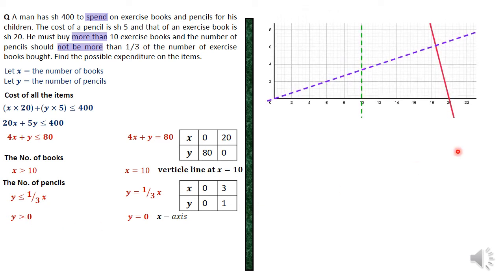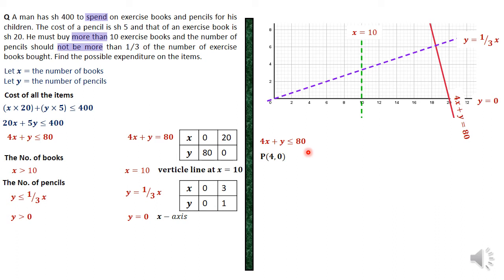So before us we have the Cartesian plane with the lines drawn. We have the lines x = 10, 4x + y = 80, y = 0, and y = (1/3)x. Now we're going to shade to find out all possible expenditure for the items. And so the first one, 4x + y ≤ 80. What does that mean? We're going to look for a point where we want to shade so that we know which side is the wanted side, which one is not.